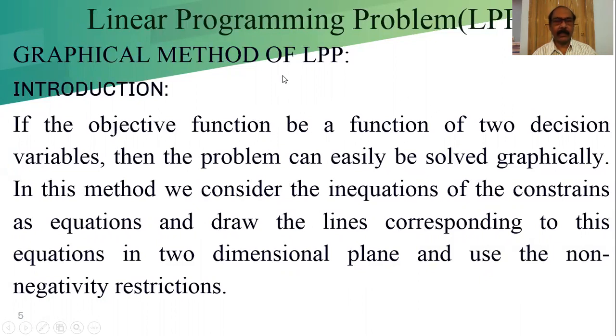At that time we can consider the objective function with three variables, and the constraints also include three variables. But here, for our simplicity, we are considering an objective function with two variables and constraints also with two variables. If the objective function is a function of two decision variables, then the problem can easily be solved graphically.